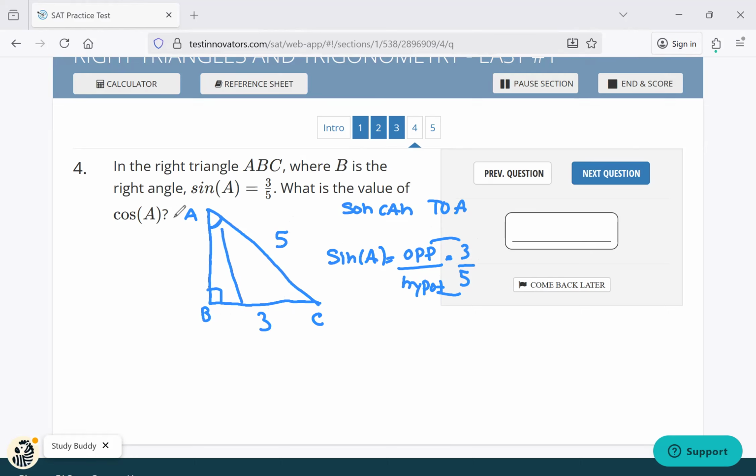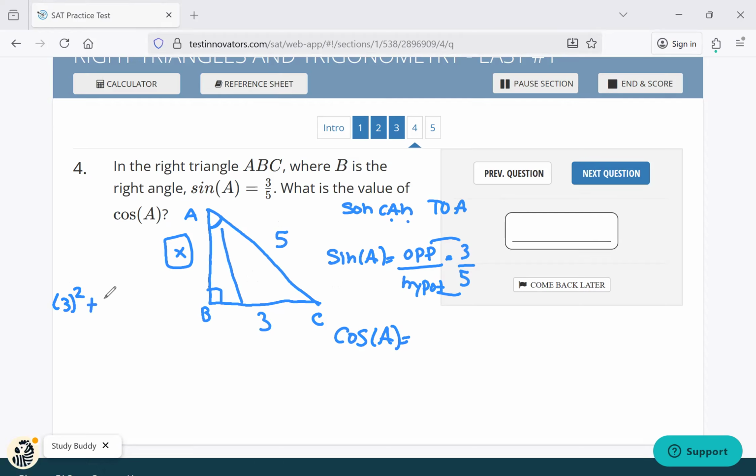What is the value of cosine of A? So cosine of A is adjacent over hypotenuse, so it's going to be this length over the hypotenuse. So what is this length here? That is a right triangle. That is a leg, and I know it's a special one. It's a 3, 4, 5, but if you didn't know that, you could just do the Pythagorean theorem, right?